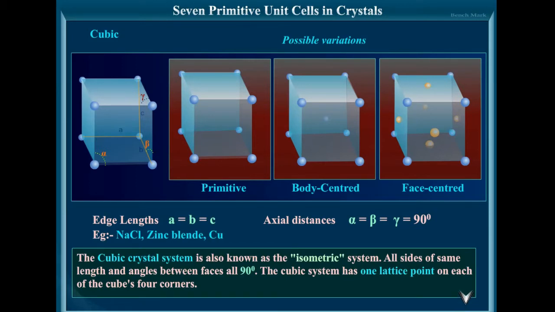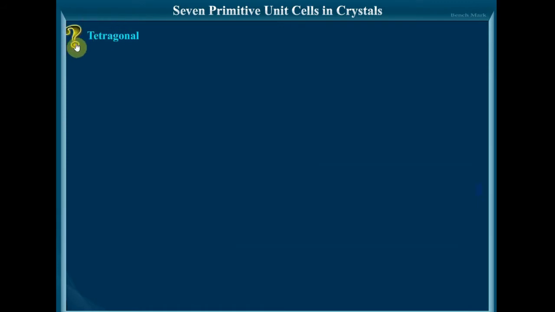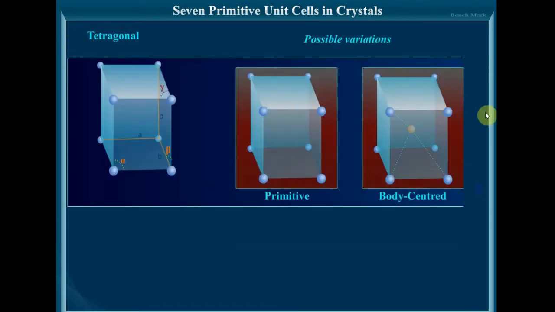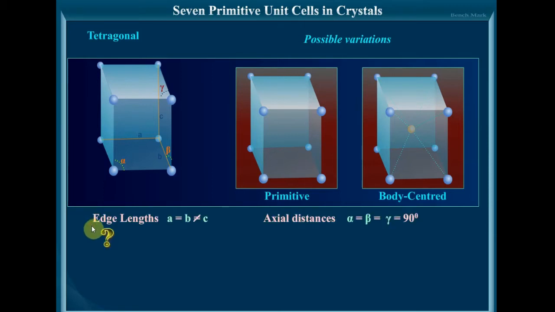The second one is tetragonal. In tetragonal, A is equal to B, not equal to C, but alpha is equal to beta is equal to gamma is equal to 90 degree. It is clearly given in your NCERT textbook. You can go through it also. There are 2 types possible for this crystal class: primitive and body centered.